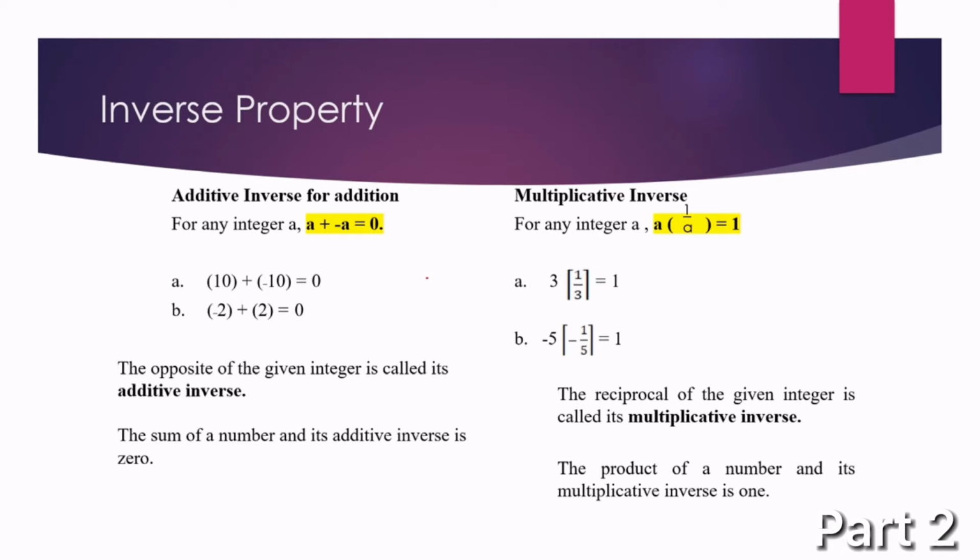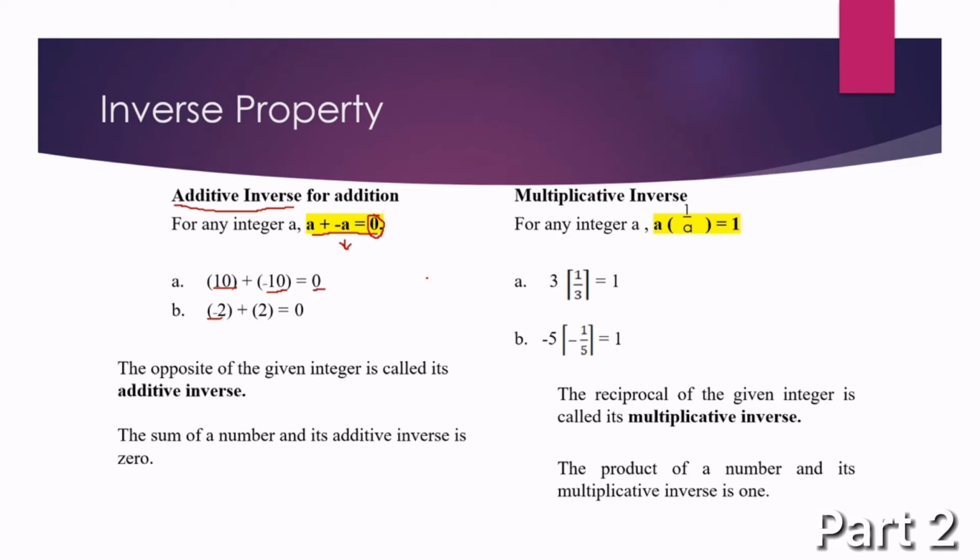So in addition, we have the so-called additive inverse. For any integer a, a plus negative a is equal to 0. So kahit anong number, when you add it to its opposite or inverse, the answer is always 0. For example, 10 plus negative 10. So positive 10, what is the inverse? Negative 10. So if you add the two numbers, the answer is 0.